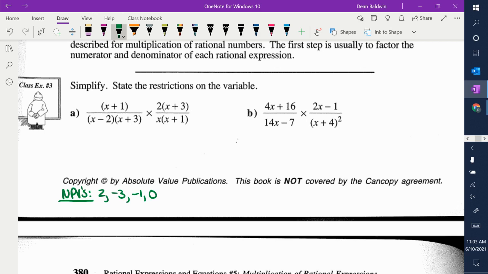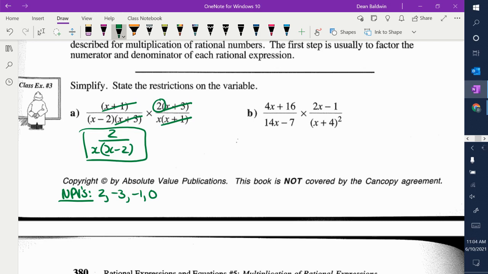Now, cancel everything. This x plus 1 here will cancel this x plus 1 there. So those are gone. This x plus 3, we'll cancel that x plus 3. What am I left with? What else? There's something else. A 2. 2 in the numerator and an x minus 2. Anything else in the denominator? The x right there. Do not multiply this x in. Just leave it in factored form. Okay? And that's it. That question's done.